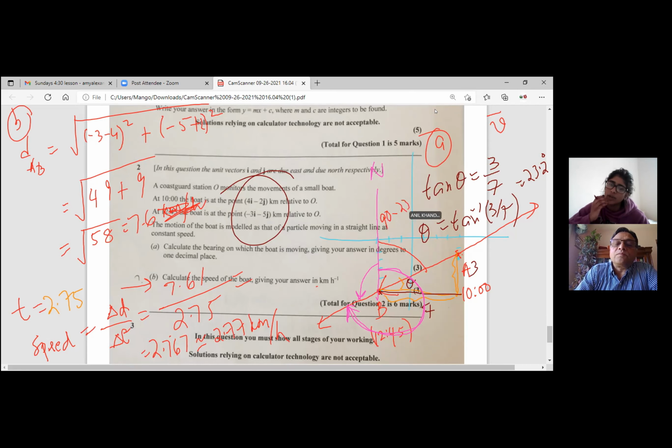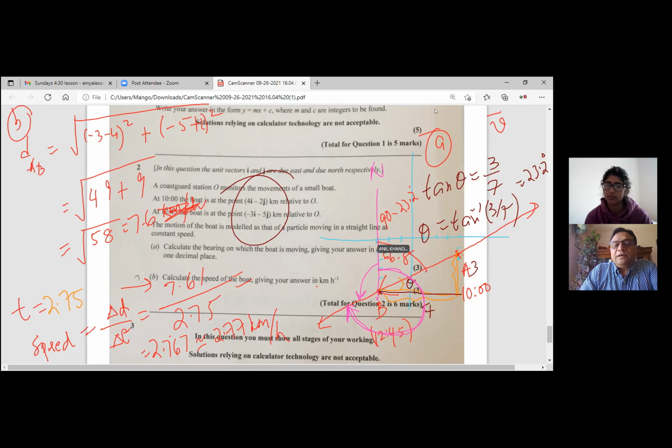But can't we do 180 minus? No, I'll tell you. Then you add 180 to it. That makes no sense. Then you add 180, yeah, that is better. So that's the method. 90 minus 23.2 is how much? 66.8.